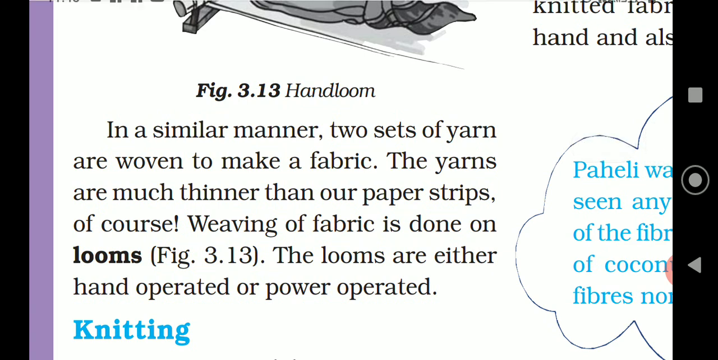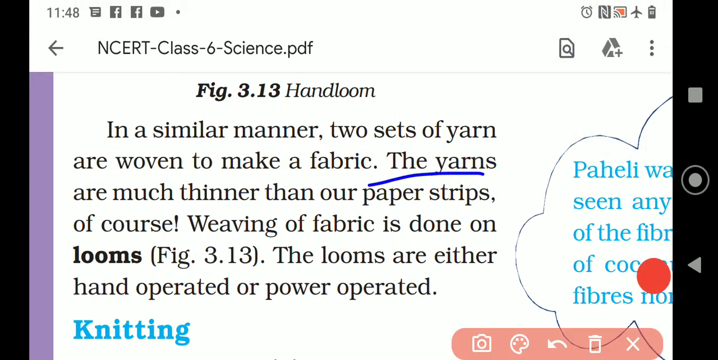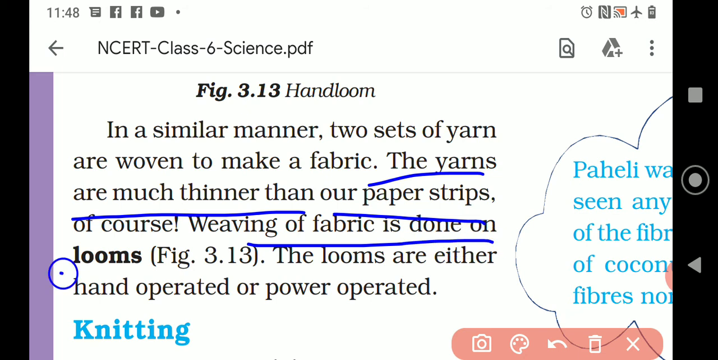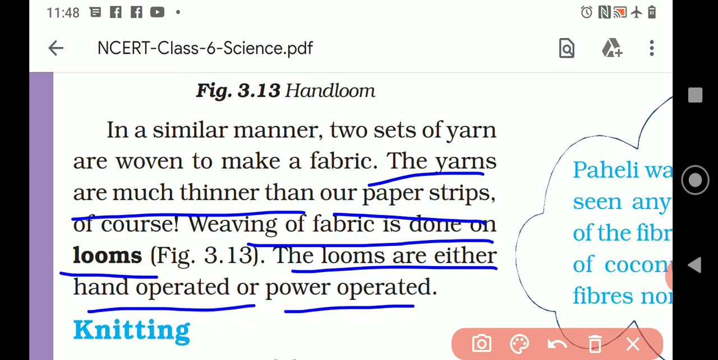Please underline: the yarns are much thinner than the paper strips. The paper strip was very thick, but the yarns, of course, we know threads are very thin. Of course, weaving of fabric is done on the looms. The looms are either hand operated or power operated.